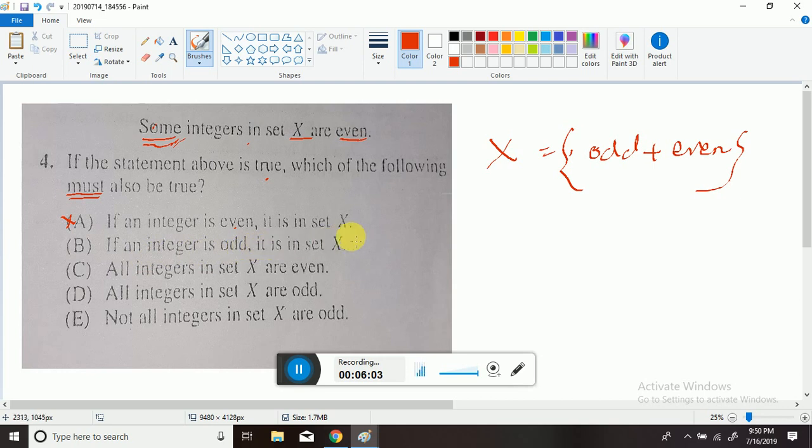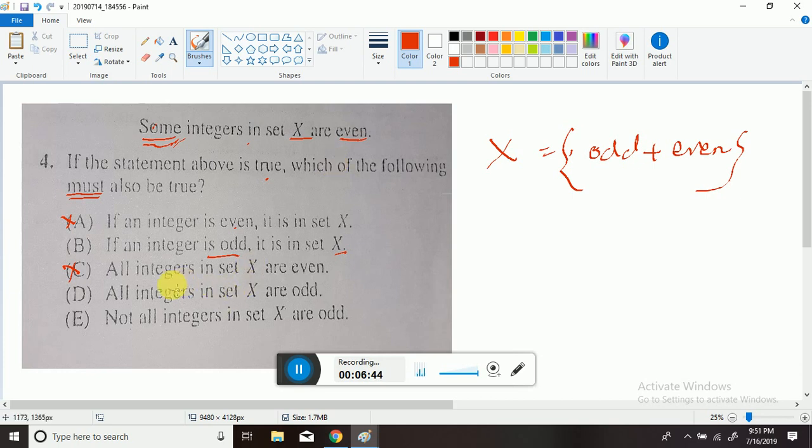If an integer is odd, it is in set X. Some integers in set X are even. So if an integer is odd, it is in set X, which is not clear here either. Set X does not define only the odd condition. If all integers in set X are even, this is also cancelled. All integers in set X are odd, that contradicts some integers in set X being even. Now option D is also wrong.